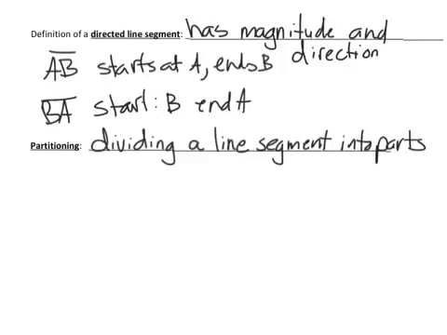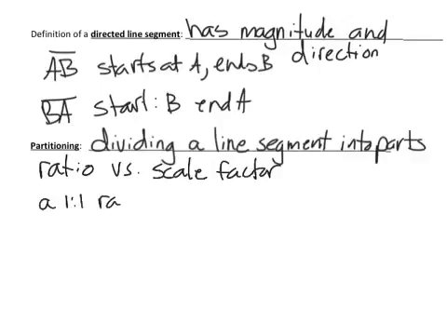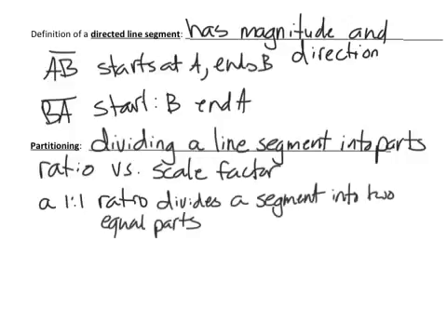Now there is a difference between ratio and scale factor. And we've talked about this before, but we're going to revisit it here. The ratio versus the scale factor. They are not the same thing. So let's look at a 1-to-1 ratio. That's going to divide a segment into two equal parts. So let's say I have segment AB, and point C divides AB up into a 1-to-1 ratio. That means AC is equal to CB.